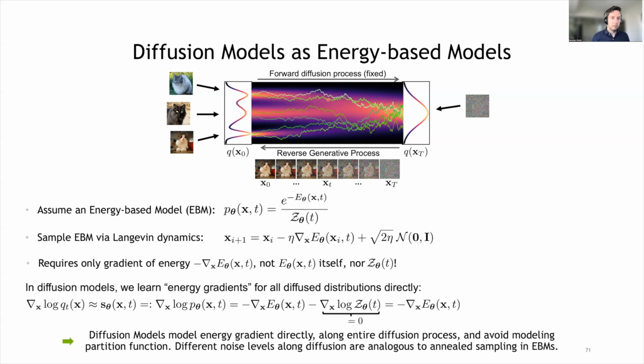So once again, diffusion models circumvent these complications and directly model the energy gradients, and they avoid modeling this partition function explicitly, for instance, which leads to some of the difficulties that we have in classical energy-based model training. And also these different noise levels that we have in diffusion models are actually analogous to annealed sampling in energy-based models.